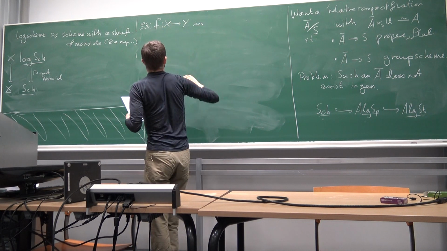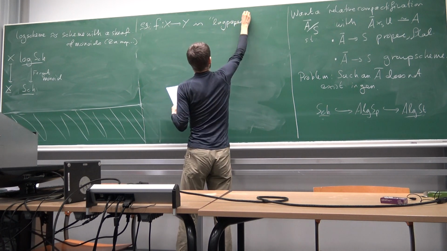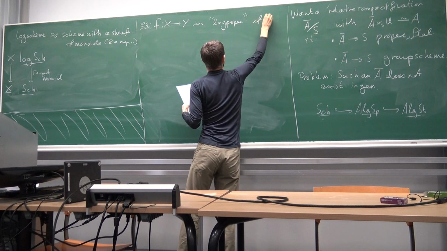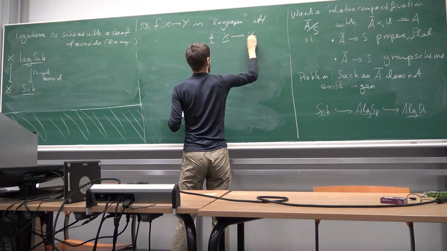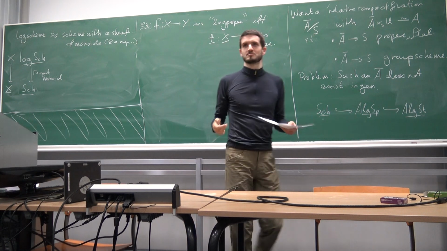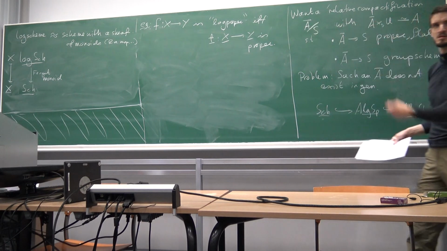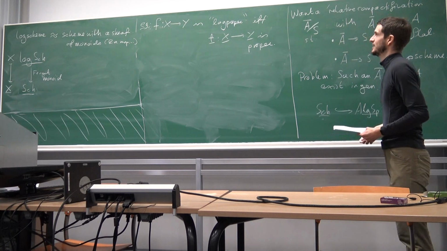So if you have a map of log schemes, you would say it's log proper if the underlying map of schemes is proper. The consequence is that no one ever talks about being log proper because it's just the same as being proper.